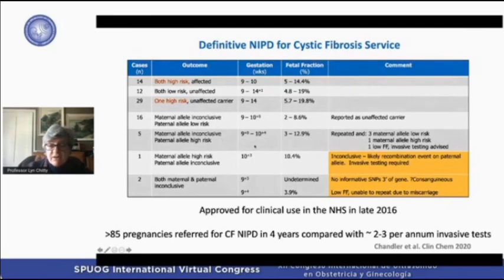There are only 2 or 3 cases here where we've been unable to give a result. One of those results is because there'd been a switching over of the gene as the baby was being formed, so a recombination event. So we were unable to do a test to give a conclusive result. And the other ones were because the parents were consanguineous, and therefore we couldn't estimate the fetal fraction properly.